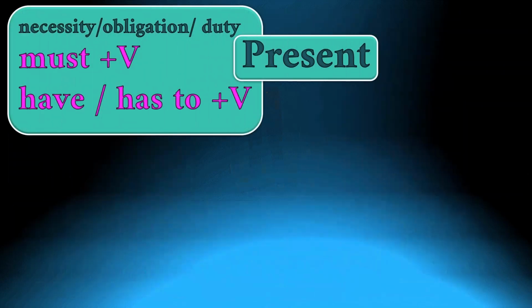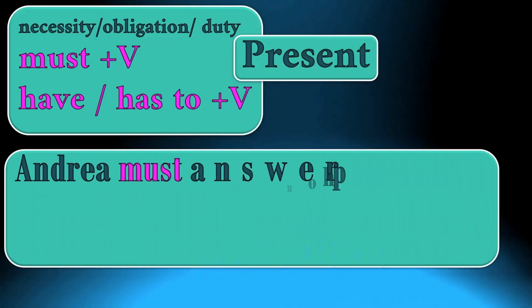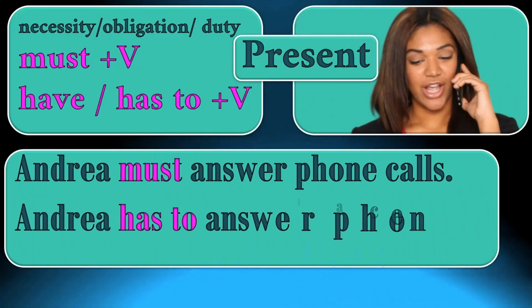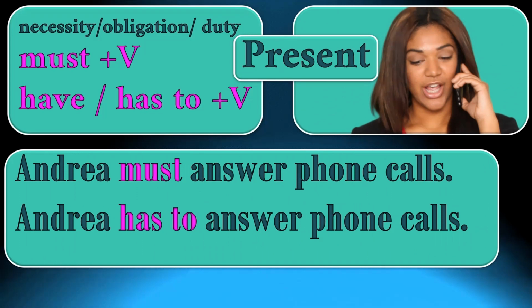Modals must and have to can be equally used to express necessity, obligation, or duty in the present. Andrea must answer phone calls. Andrea has to answer phone calls. Both these sentences are equal.